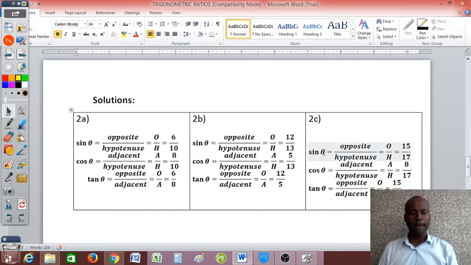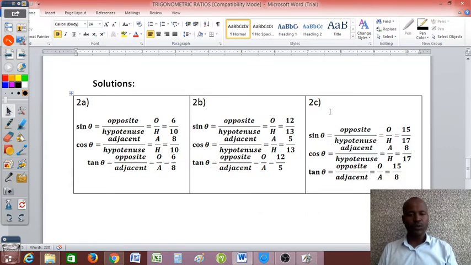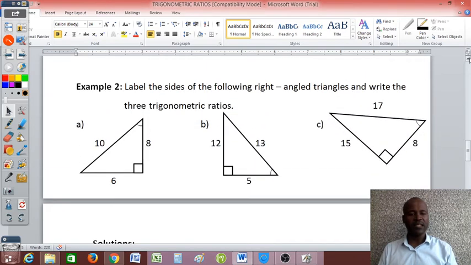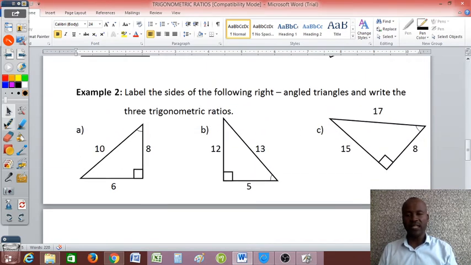Example 2c. Here in example 2c, we have the same definition given for sine theta, which is opposite divided by hypotenuse, as we did for example 2a and 2b. So let's go back to example c and see which side is the hypotenuse and which side is the opposite.